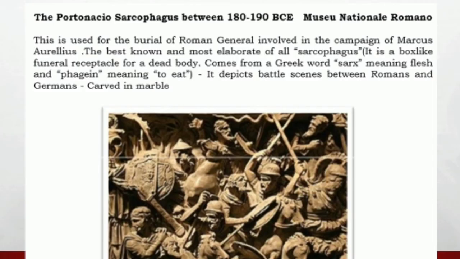The Portonaccio sarcophagus, between 180 to 190, Museo Nazionale Romano. This was used for the burial of a Roman general involved in the campaign of Marcus Aurelius, the best known and most elaborate of all sarcophagi. It is a box-like funeral receptacle for a dead body. It comes from the Greek words sarx, meaning flesh, and phagein, meaning to eat. It depicts a battle scene between the Romans and Germans. It is carved in marble.